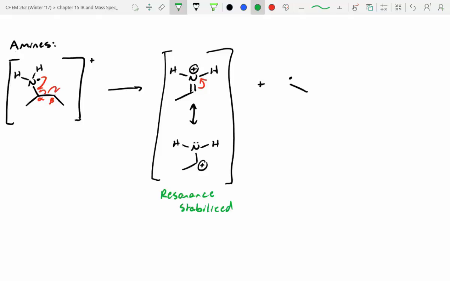So amines and alcohols, you commonly see these fragmentation patterns. The last one we're going to cover is that McLafferty rearrangement, where you oftentimes lose that even molecular weight fragment. And let's discuss how that occurs.